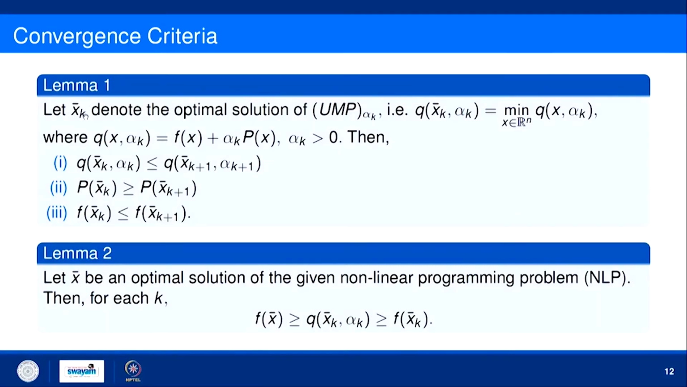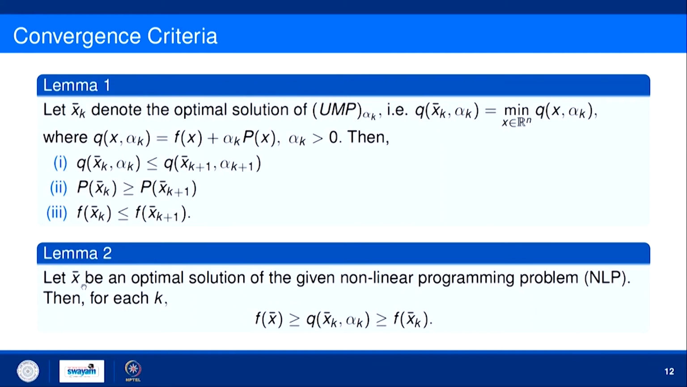So, the first lemma or theorem is: let x k bar denote the optimal solution of UMP at alpha equal to alpha k. UMP is the unconstrained minimization problem, that is, this minimum is attained at x equal to x k bar, where q(x, alpha k) is this, alpha k greater than 0. Then, first of all, at x k plus 1 and at alpha k plus 1, this is always greater than or equal to this term, that means these quantities keep on increasing. Now, p k x k bar is greater than or equal to p k x k plus 1 and f k is always less than or equal to f k plus 1, that means this we are going to minimize.